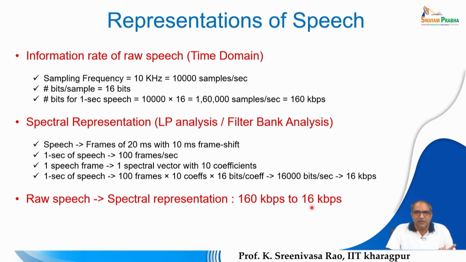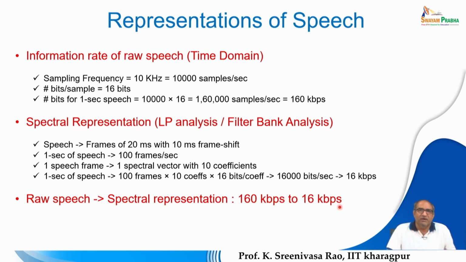But here, in the case of a spectral representation, we go to the transform domain, then do some approximation, and represent the spectral coefficients. These coefficients are usually in a complex form, but we will represent only the real part. So in a spectral representation, a data rate of 16 kilobits per second is used to represent only the magnitude part of the spectral coefficients. The phase information we are not looking at as of now.